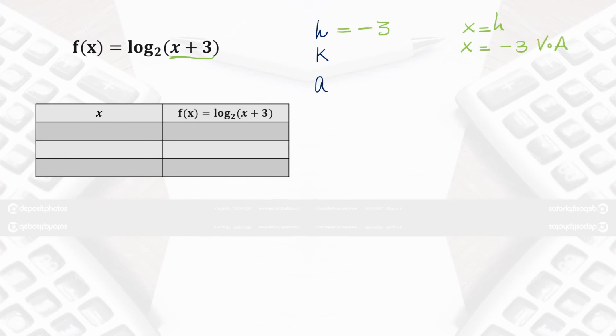Now what is my k? There is no number written at the end, so k is 0. The graph is not moving up and down. A is the number that is written before the log. No number, it means it is 1. It cannot be 0 because otherwise the whole thing will be 0.